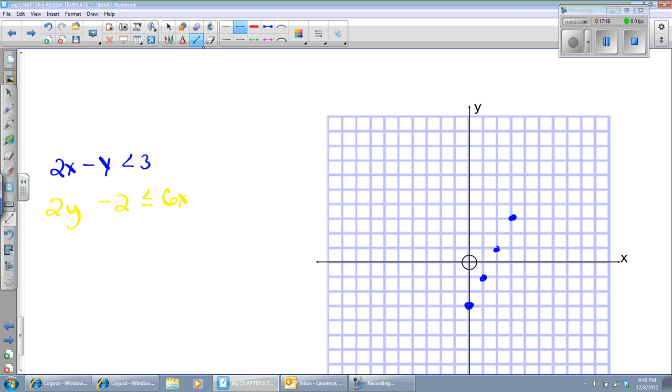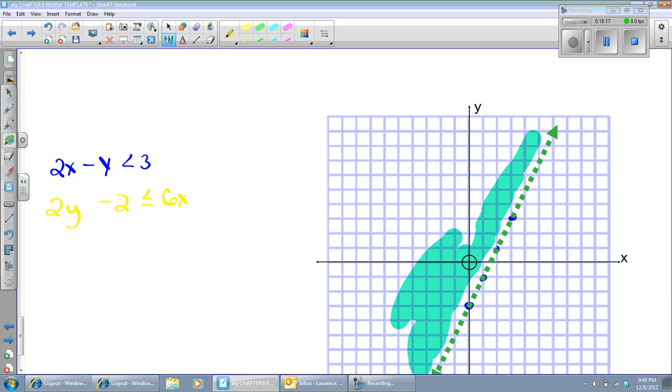Now it's going to be a broken line because it's not equal to. So like that. All right. And I'm going to shade that in blue. I put 0 less than 3. Yeah, 0 is less than 3, so I'm going to shade this part of the graph.